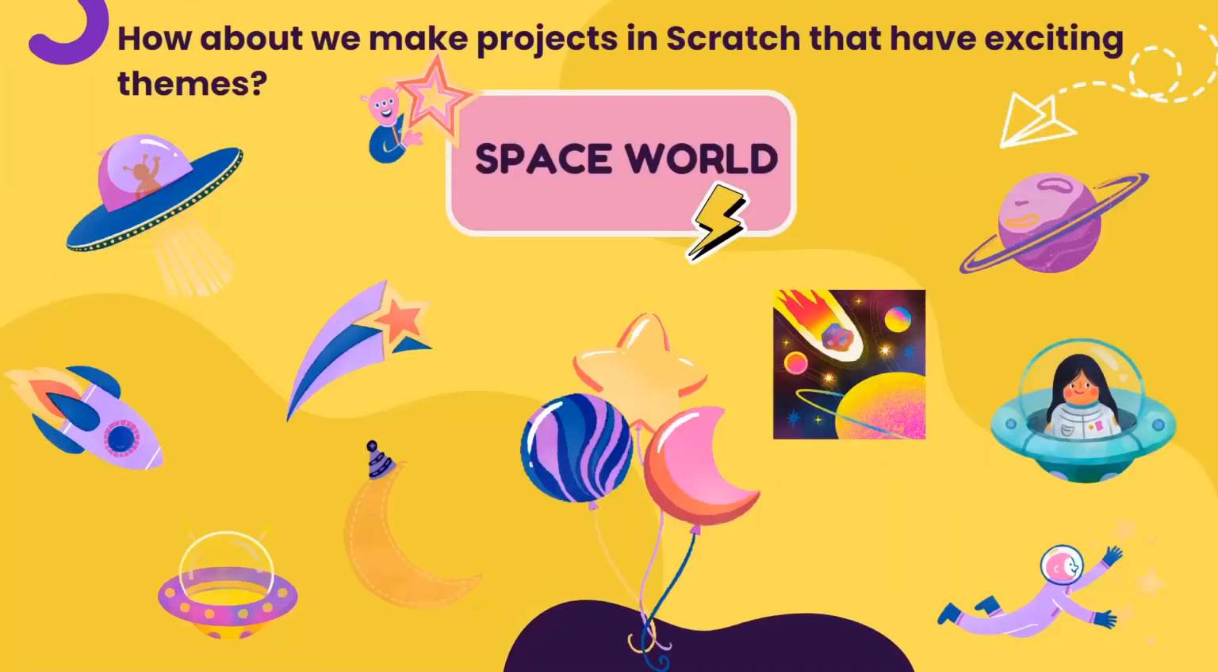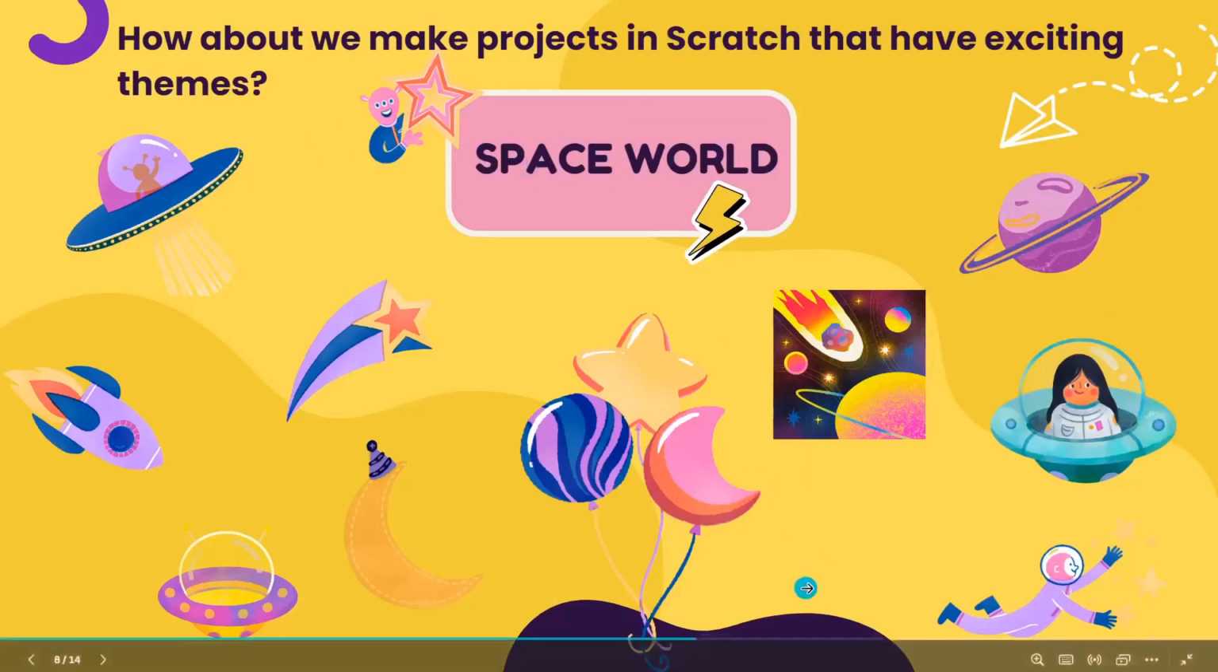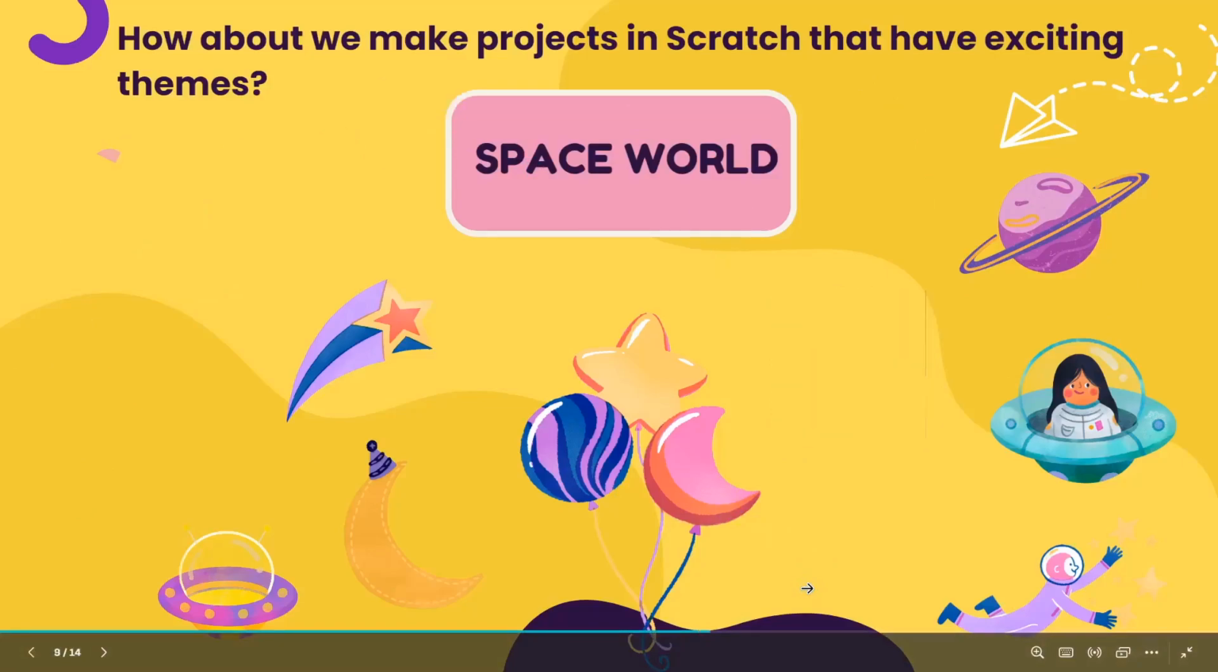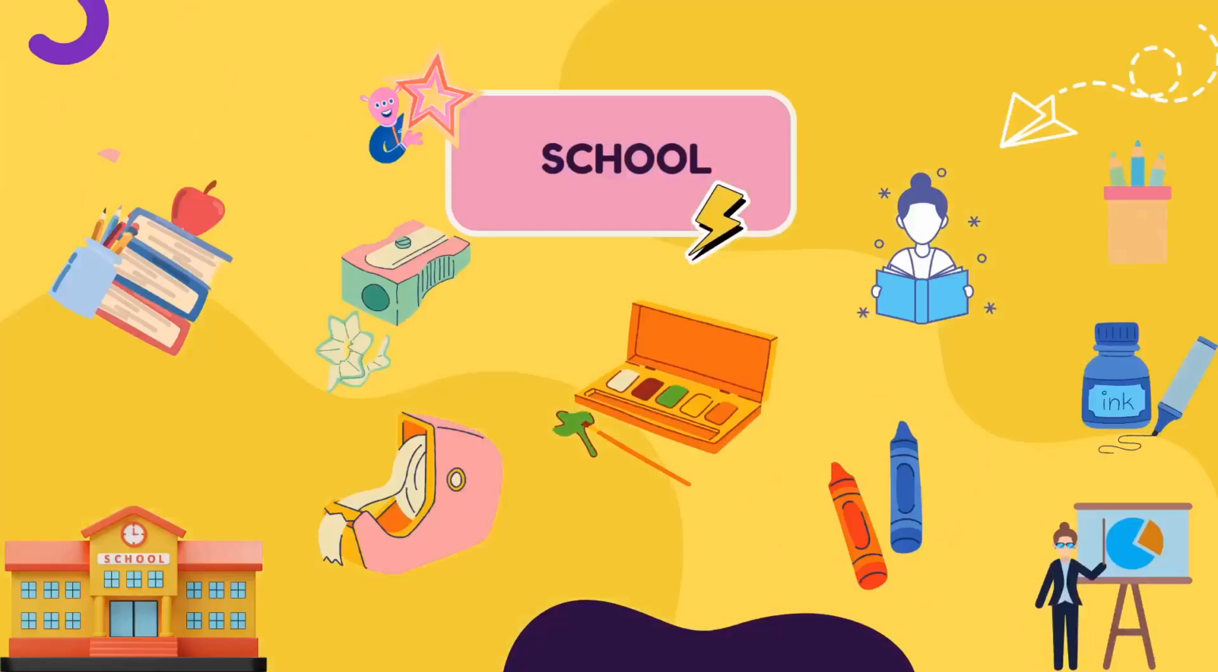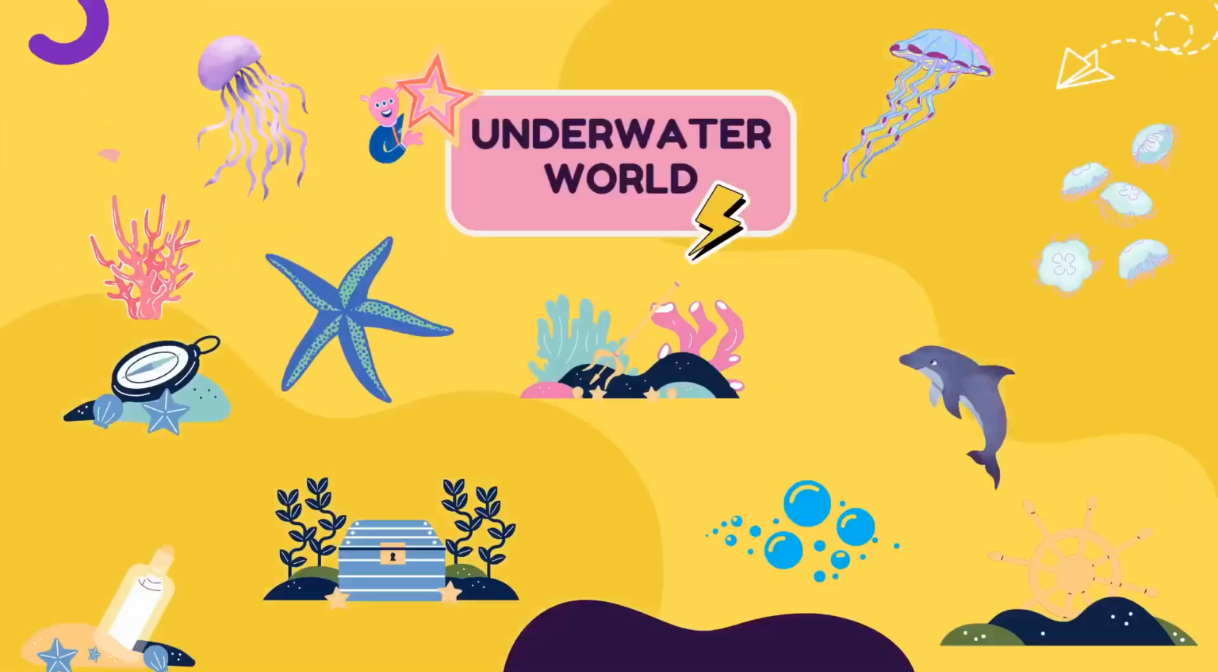What happens in Space World? In Space World, all the space theme sprites are there, like it is there on our screen, correct? Can you relate to it? Then next we have school. What do we do in school? We write, correct? We study. We do a lot of stuff. Then we have underwater world. What all can we see underwater? There are a lot of sprites there for the underwater, correct?